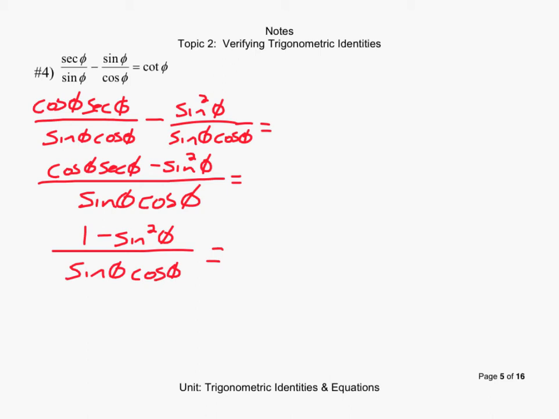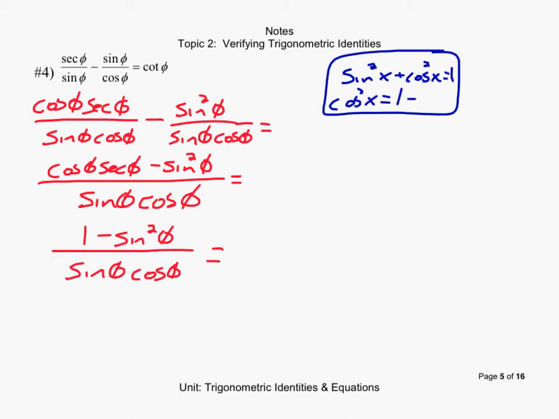Pythagorean identity number 1. Sine squared of x plus cosine squared of x equals 1. If you get cosine squared by itself, cosine squared is equal to 1 minus sine squared of x. Do you all see that? Is which over 1? So the top just becomes cosine squared of x. Do you all see it? Not x, I'm sorry. Phi.